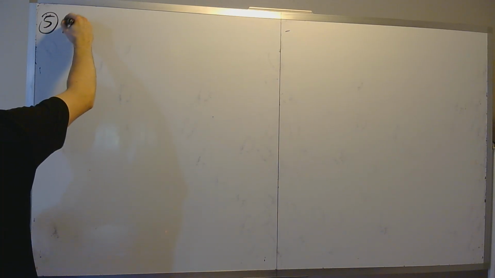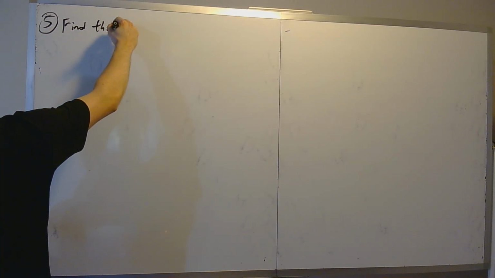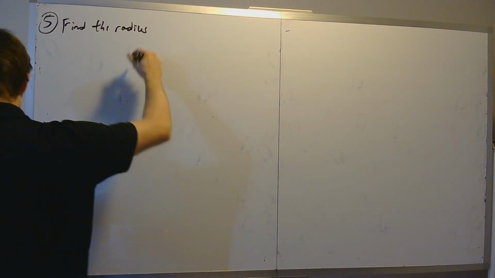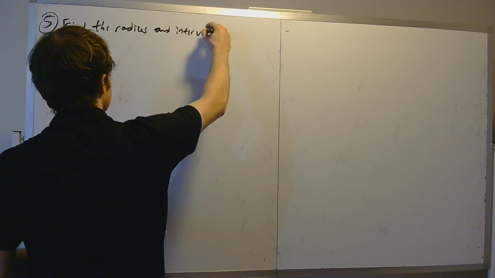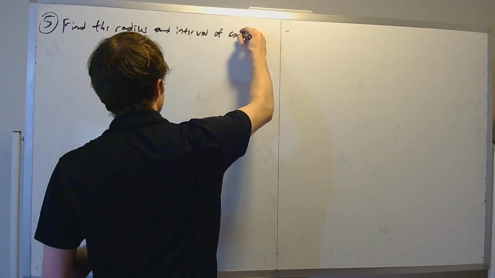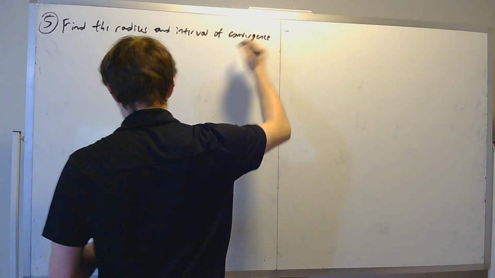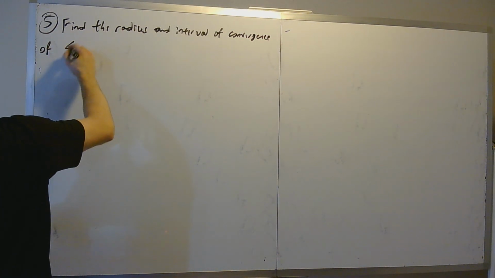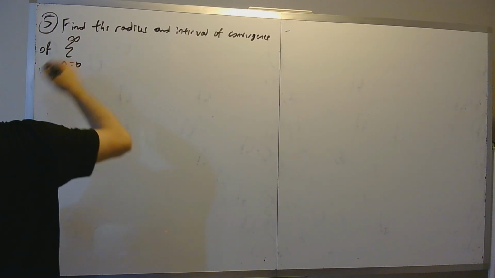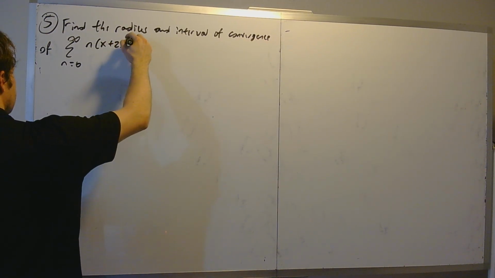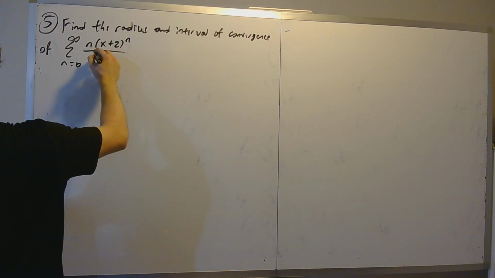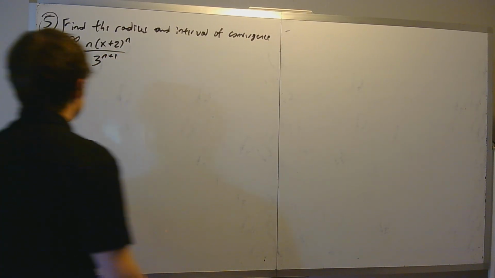Okay, so our last problem, number 5, is going to say find the radius and interval of convergence of the sum from n equals 0 to infinity of n times (x plus 2) to the power of n over 3 to the n plus 1.